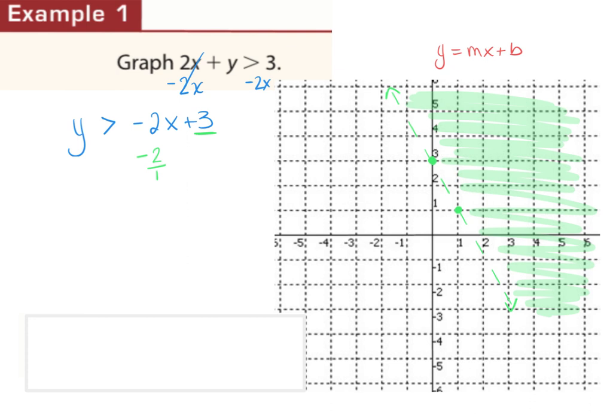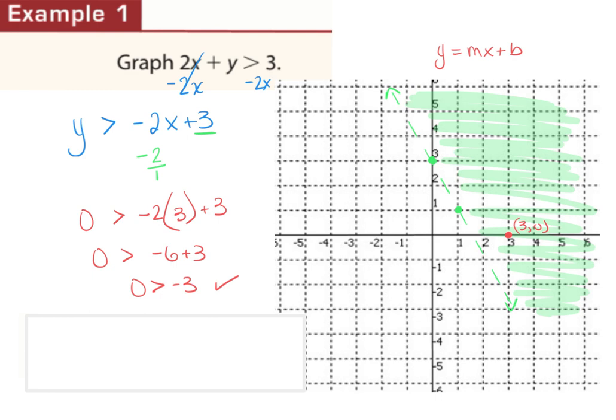How do I know I did it right? Well, you can choose a point and you can test it. I can go over here and I can choose a point that's over here. Let's say the point 3, 0, right? Everybody agree that's in my shading? That's the point 3, 0. So I'm going to see, well, does that actually work? Is 0 greater than -2 times my x, which was 3, plus 3? 0 is larger than -6 plus 3. 0 is larger than -3. That is true.